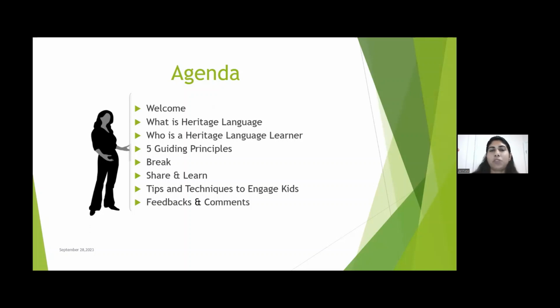Today we'll focus on what is heritage language, though we all know what it is. We'll just briefly cover that. Then, who is a heritage language learner? This is important because they are our target audience. Then 5 guiding principles that we should follow to connect with kids, to engage them in the learning of their heritage language. Then we'll take a stretch break, depending on how we are doing. It can be 5 minutes or whatever. We'll see how we are doing with the time.